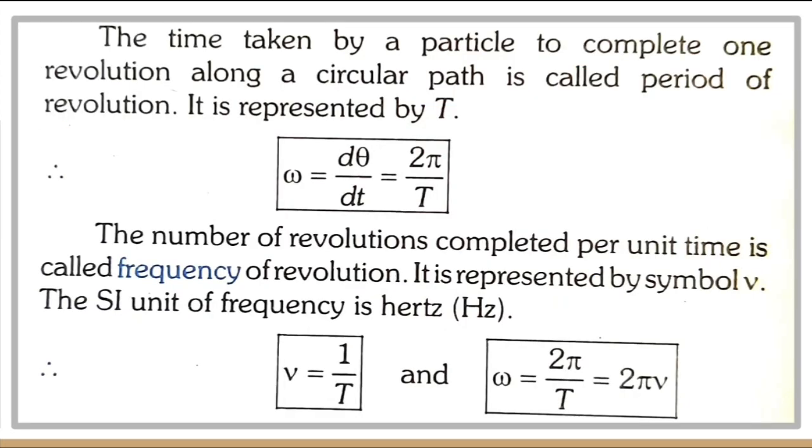Now, coming to one more relation for omega. We already mentioned that omega is delta theta by delta t or d theta by dt. We know that when the object completes one circle of motion, the time taken for the motion is the time period T. We already discussed it. And for one complete circle, the angle swept by the radius vector is 360 degree.